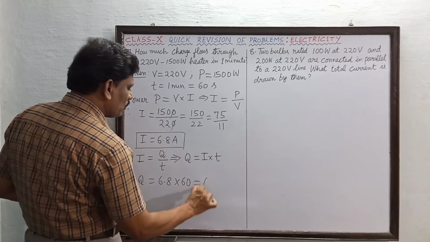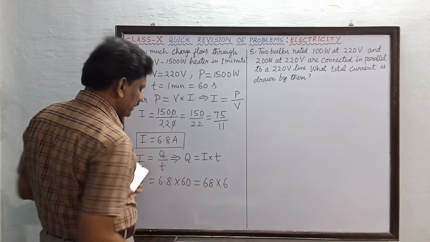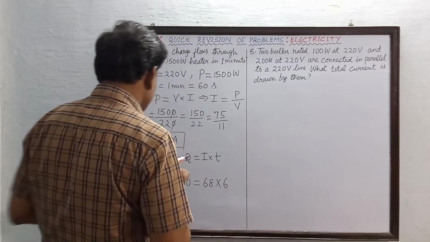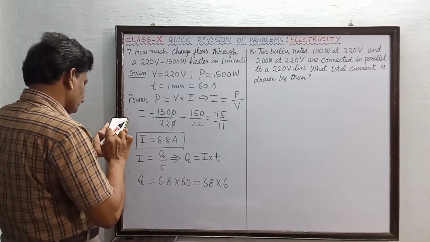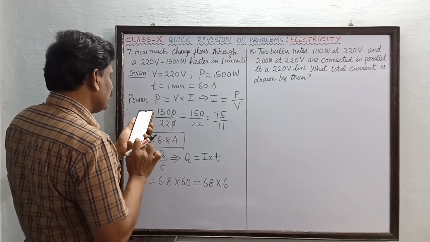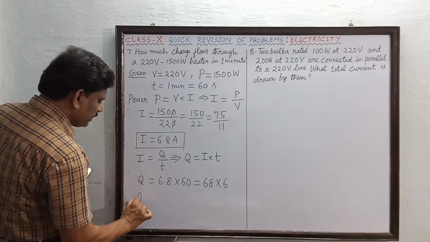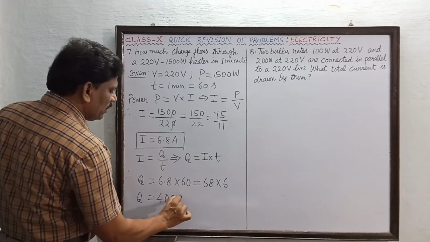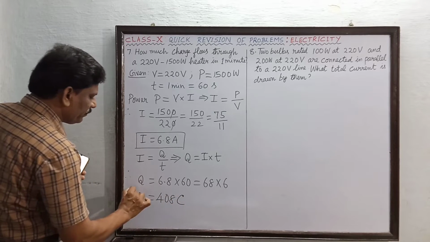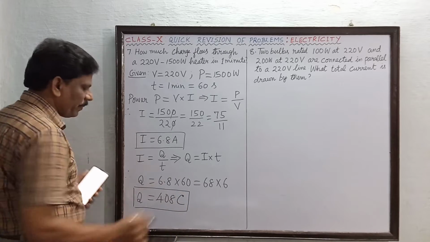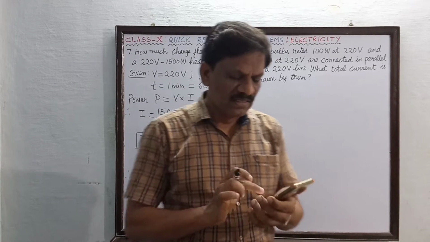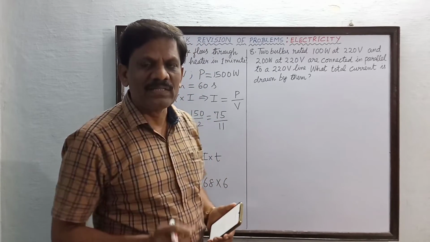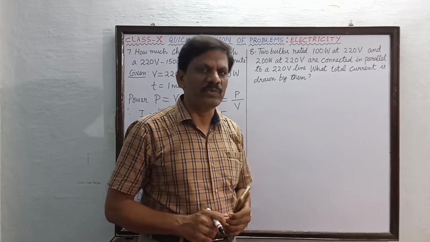So this is equal to 68 into 6. I am going to multiply 68 by 6. I get the value 408, and the unit is coulomb. Okay, this is the answer. So this problem seems to be very simple, provided you remember the formulae. Two formulae we have used.